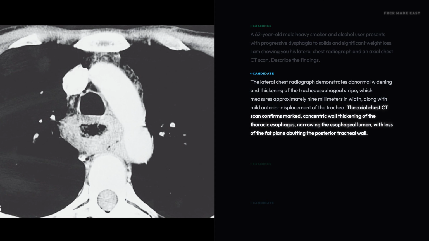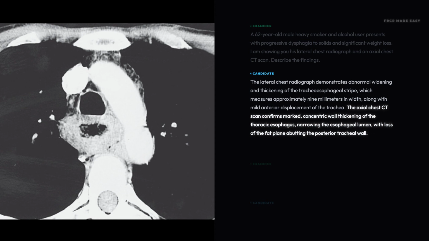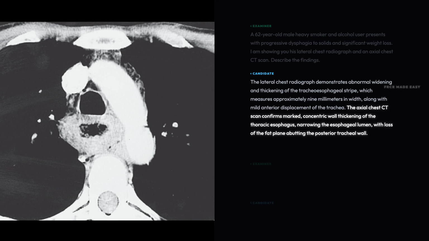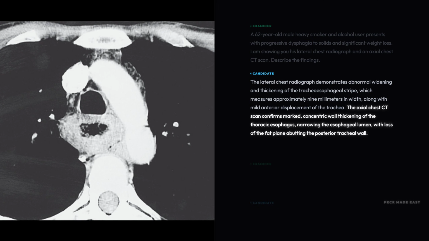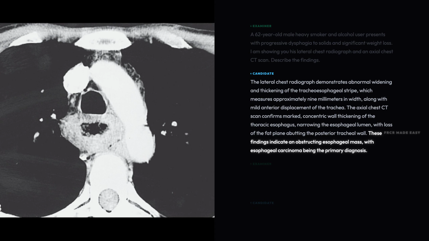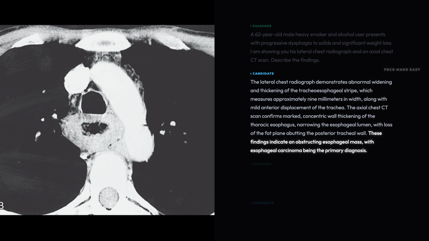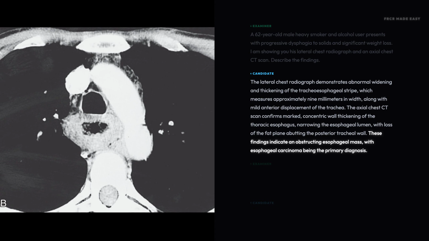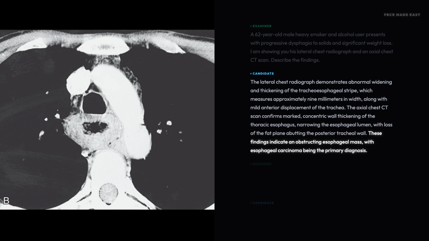The axial chest computed tomography scan confirms marked, concentric wall thickening of the thoracic esophagus, narrowing the esophageal lumen, with loss of the fat plane abutting the posterior tracheal wall. These findings indicate an obstructing esophageal mass, with esophageal carcinoma being the primary diagnosis.